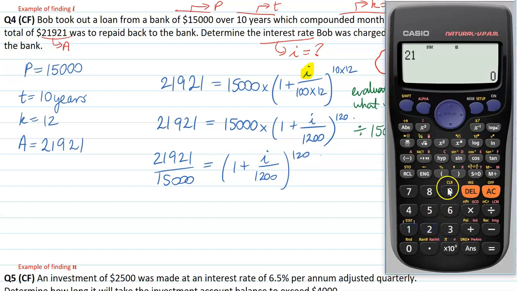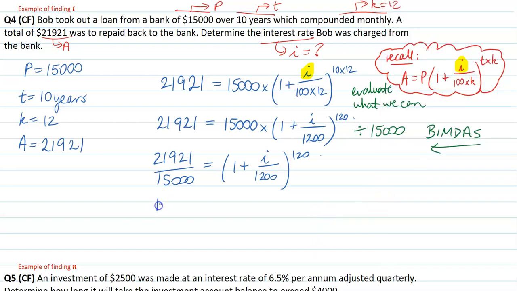Okay, so 21,921 divided by 15,000. So that's 1.4614. Okay, so I need to get rid of the indice next. So we know the opposite operation to the power of something is the nth root of something. So I'm going to do the 120th root.